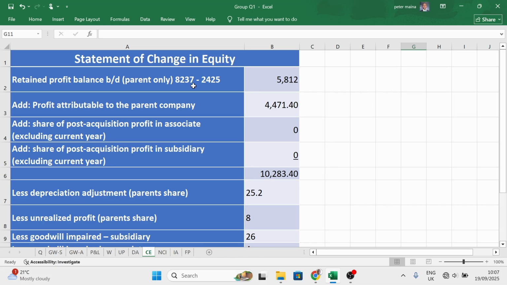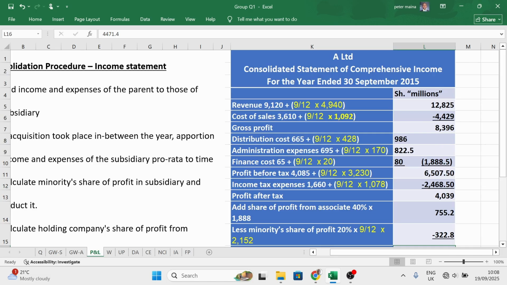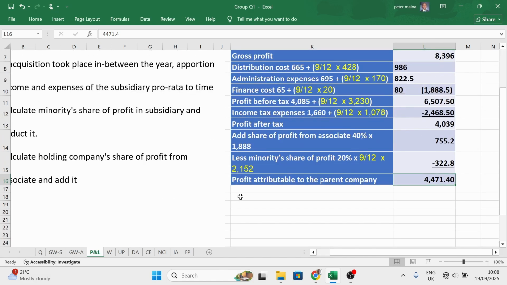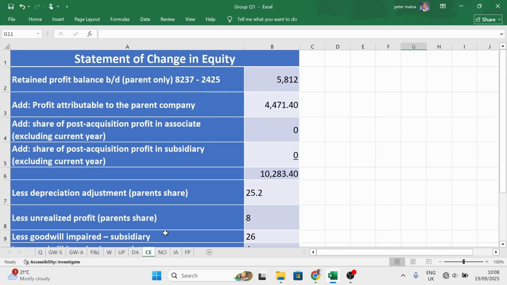Take the amount in the balance sheet, deduct the profit retained in the current year, and you get the profit retained as at the year beginning. From there, add profit attributable to the parent company from your income statement. This is the consolidated income statement, the last figure we obtained. So we go back to the consolidated statement of comprehensive income. At the bottom, we got the profit attributable to the parent company, which was 4471.4. That is the one we use in the statement of change in equity, 4471.4.